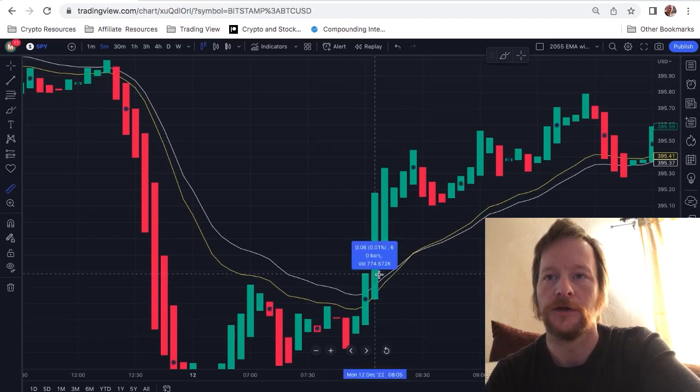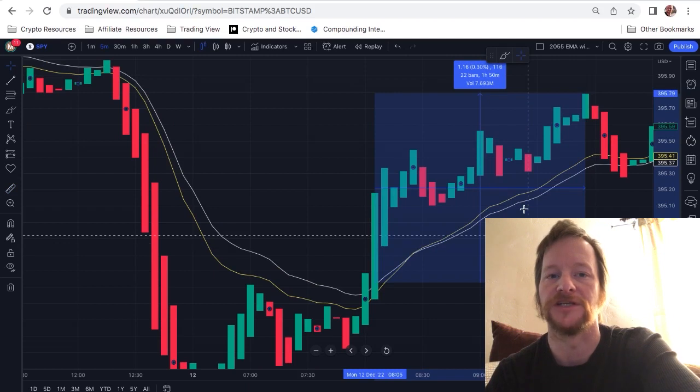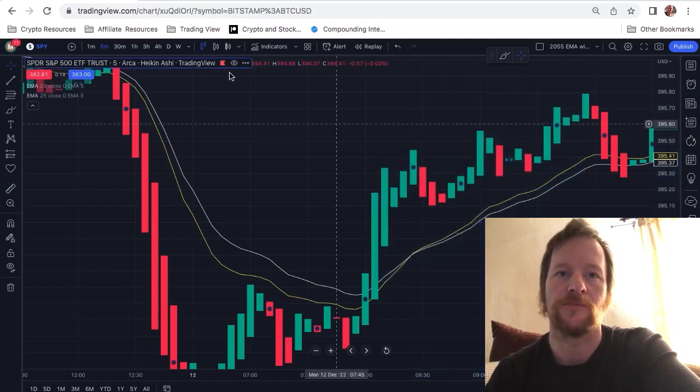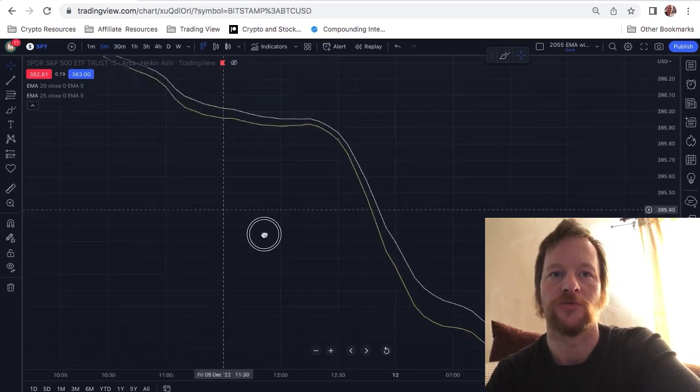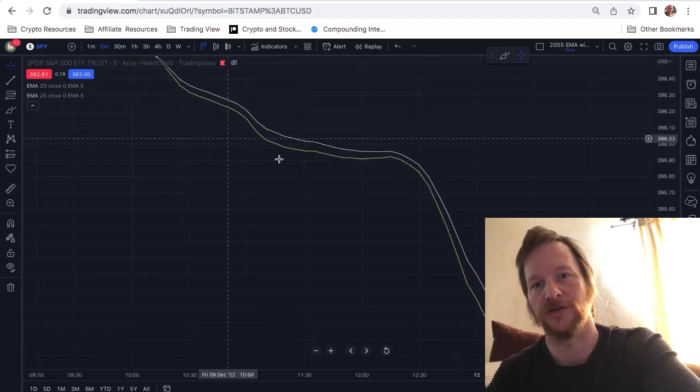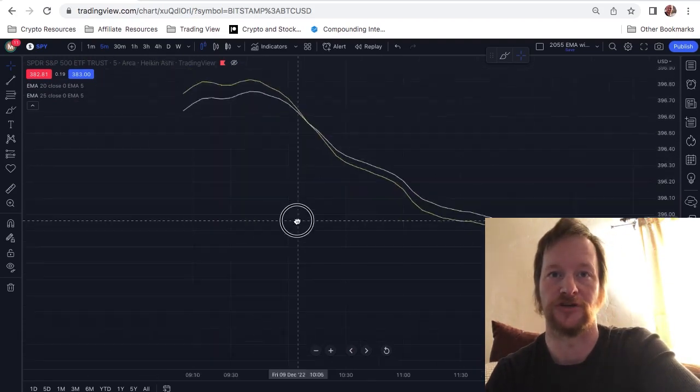Right here and right there. So that would have been like 50, 60 bucks. So let's do this a couple more times to give you guys an idea. So we're following a line. This is a downtrend because the yellow line is below it. I don't have to be looking at the candles to know that's what's going on.